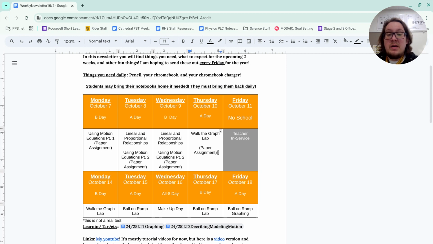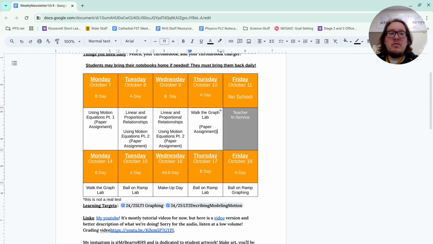So the Walk the Graph lab, that's creating different graphs with motion, and you use whiteboards and these motion sensors we have at the school. That's really something like, yes, it's a paper assignment, but the data collection happens physically, and I can't give out that equipment to students. So that's really something you have to be here for.